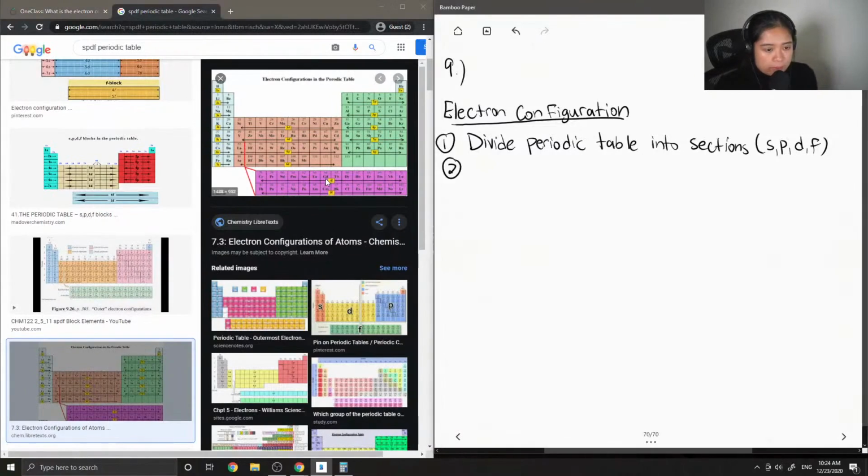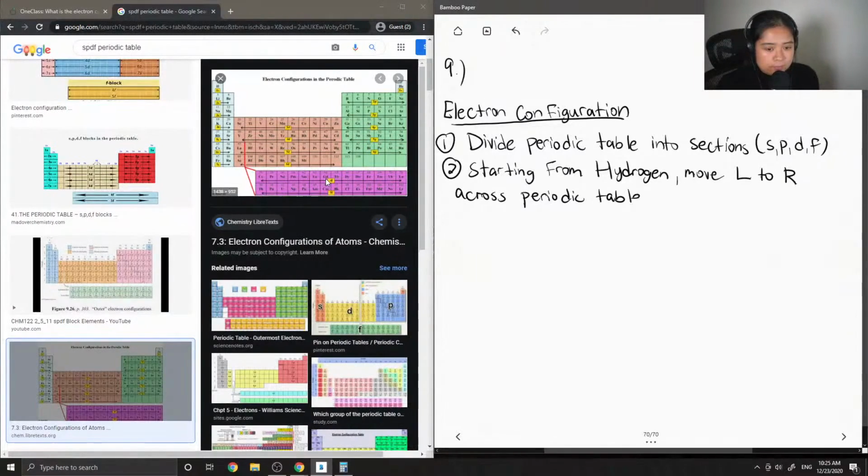So part 2 is starting from hydrogen. You want to move left to right across the periodic table until you get to your desired atom. And then you want to write your row number and then your block letter.